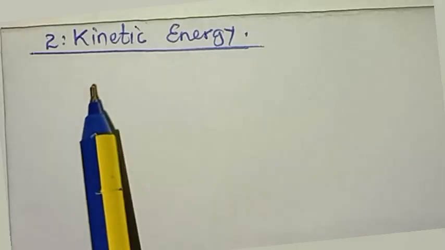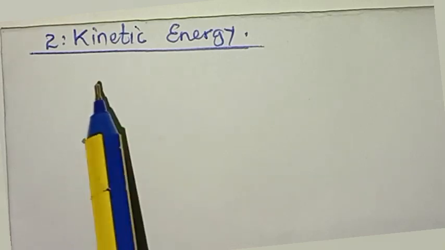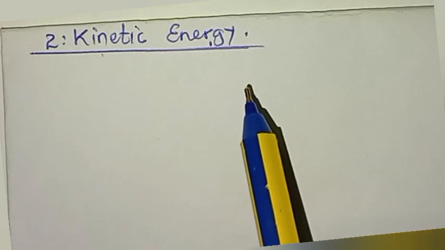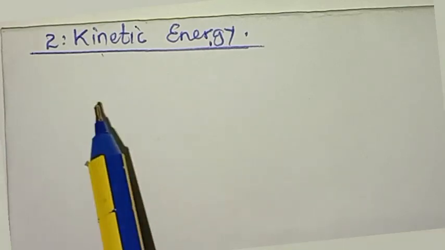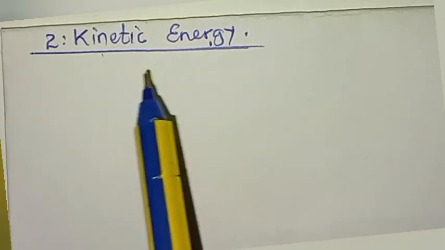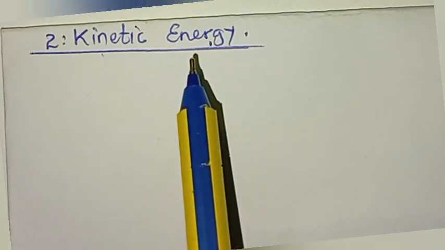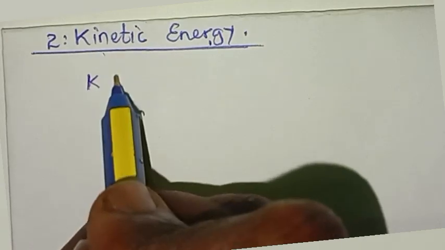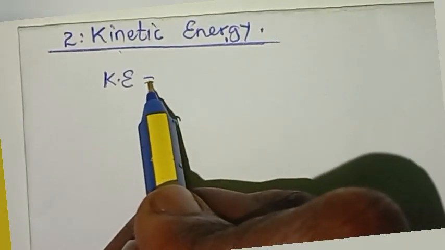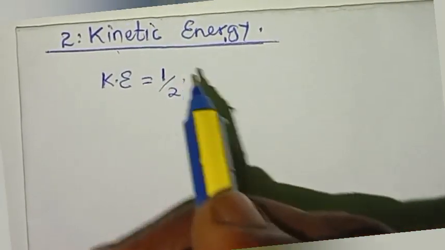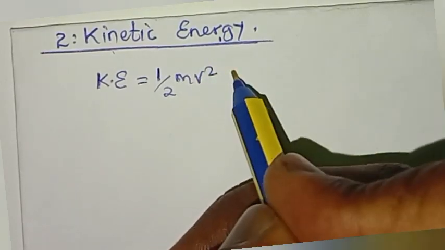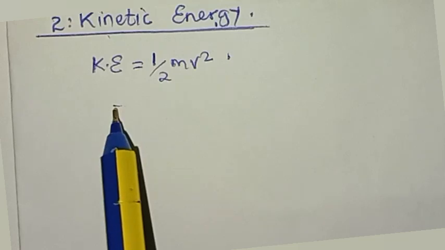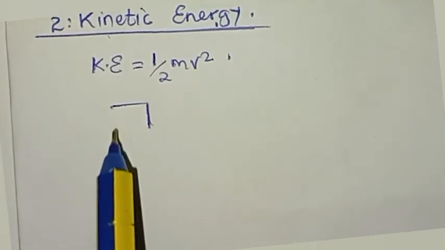My next level is discussing kinetic energy, and kinetic energy is the energy possessed by a body due to its state of motion. And this is the formula. Kinetic energy equals a half mv squared. And now, observe this diagram I'm going to draw.